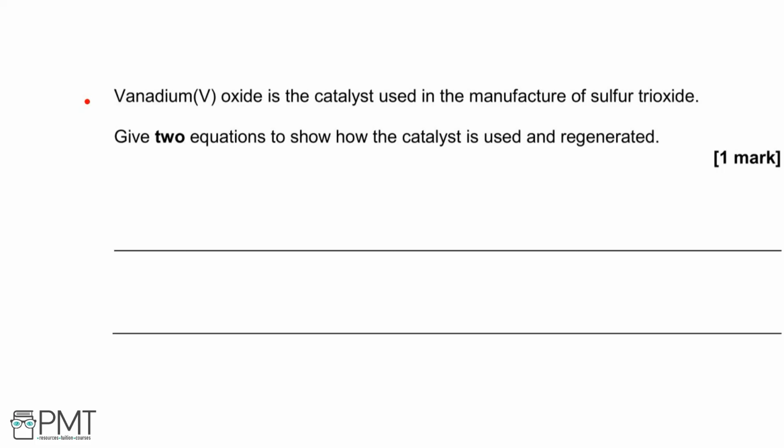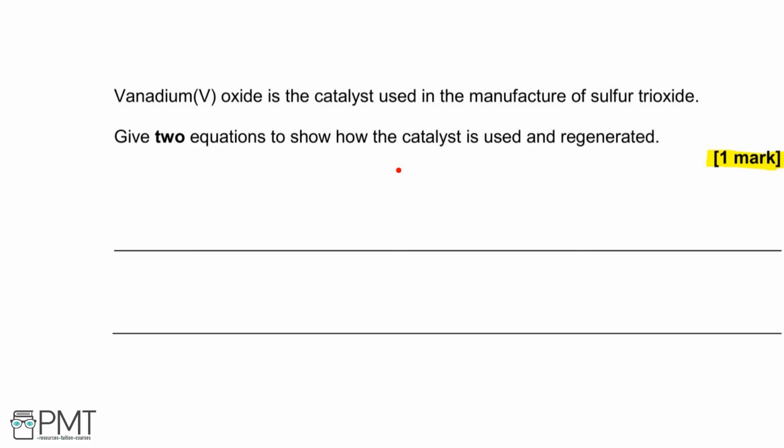Vanadium 5 oxide is the catalyst used in the manufacture of sulfur trioxide. Give 2 equations to show how the catalyst is used and regenerated. This question is worth 1 mark, which means we need both the equation showing how it is used and the equation showing how it's regenerated correct in order to get that 1 mark. Now, to begin with, we need to understand that sulfur trioxide is manufactured from sulfur dioxide.